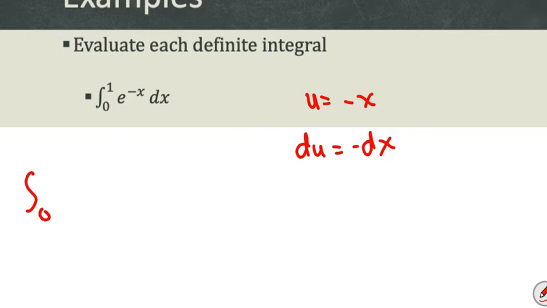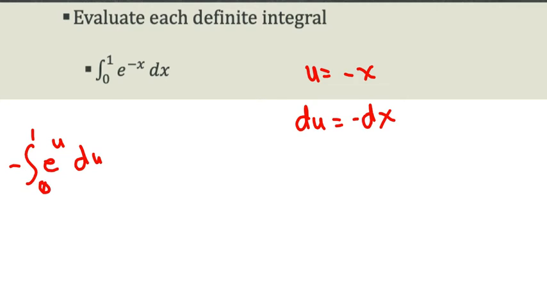So integral from 0 to 1. Take the negative out front. E to the u du. We do have the option of plugging our bounds into the x and changing the bounds and leaving it in terms of u, but I'm just going to replace it here. I'm going to say negative e to the u. I don't need a plus c. Evaluate this from 0 to 1.